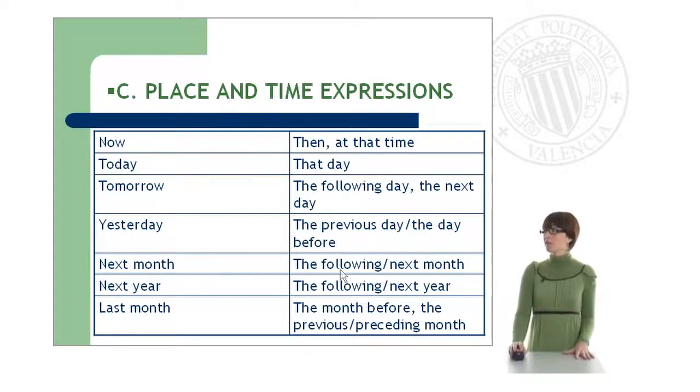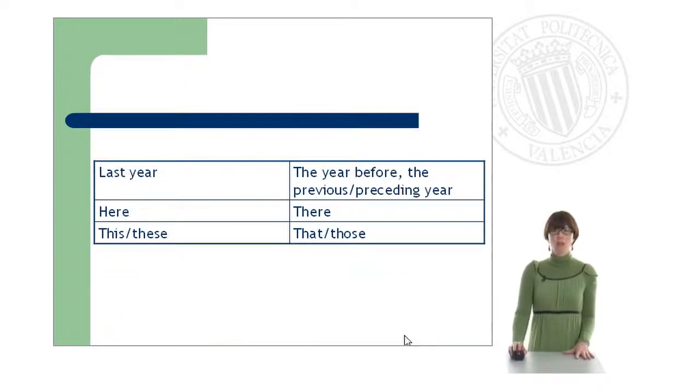Next month, the following month. Next year, the following year. And last month, the month before, the previous or preceding month. Then we have last year, the year before, the previous, preceding year. Here changes into there. And this, these, that, and those.